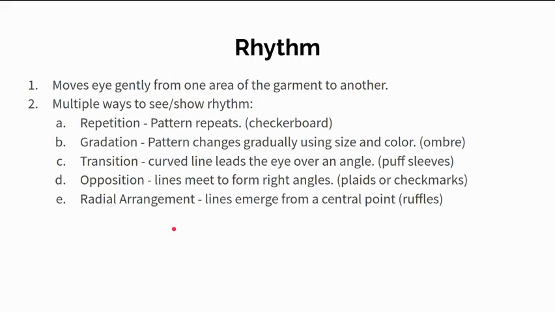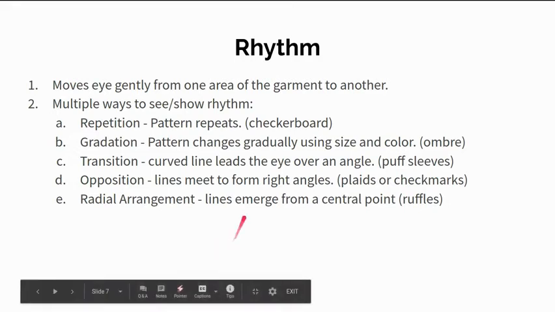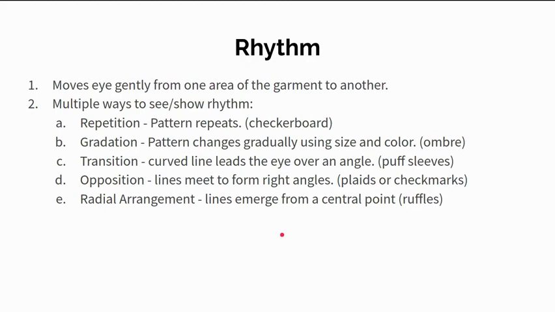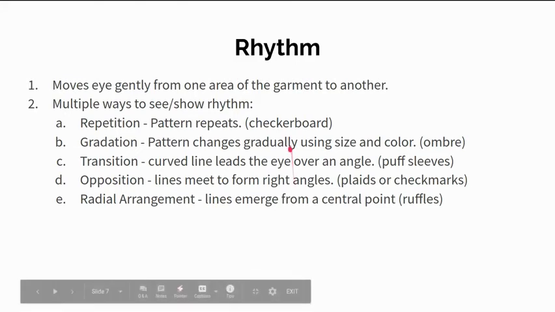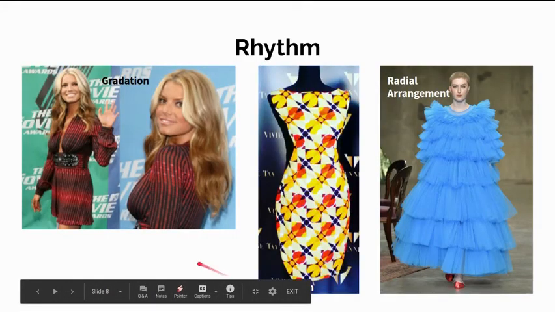And the last one is called a radial arrangement. It's also been called radiation as well. But basically, you have like a central point, and then you have lines or maybe it's a different type of texture, things like that, that emerge from that central point. So think of ruffles. And here's some examples of all of them.